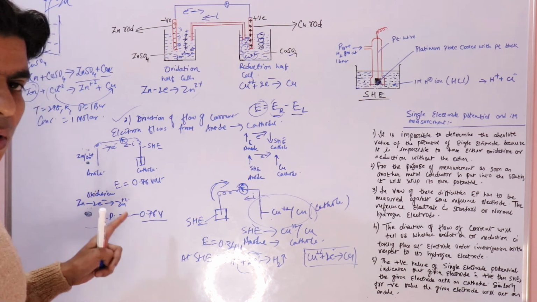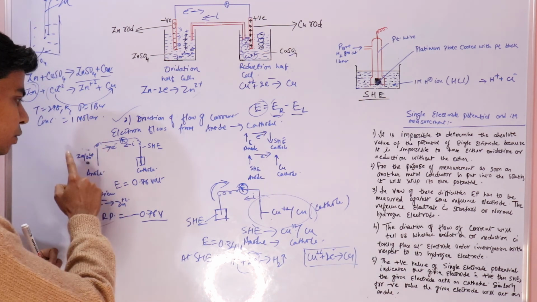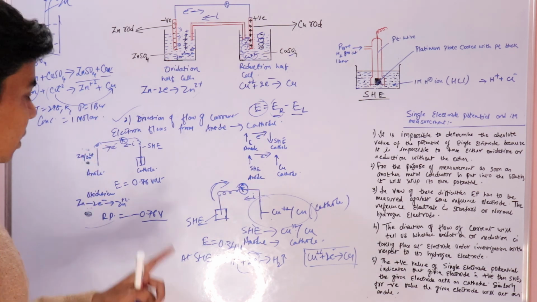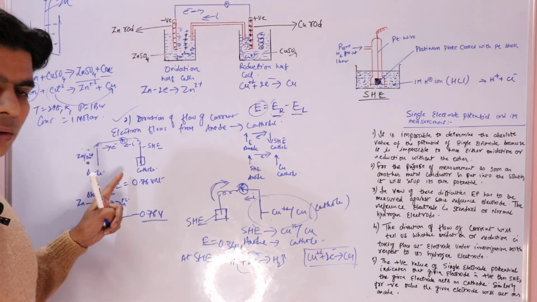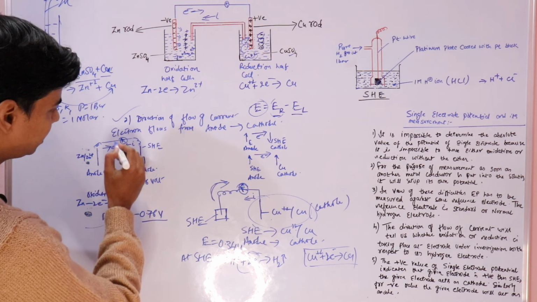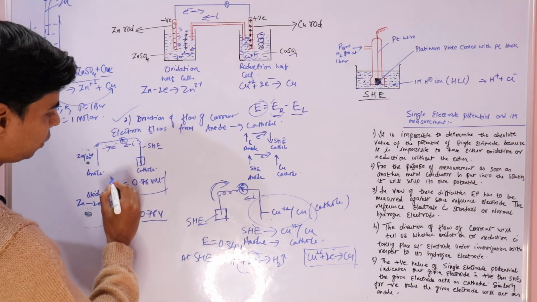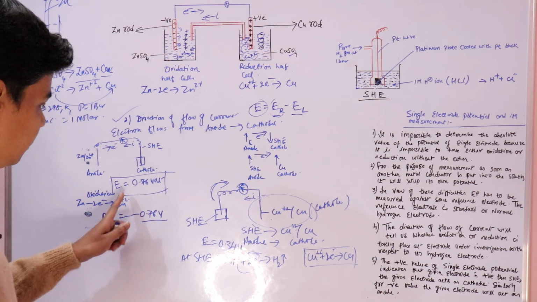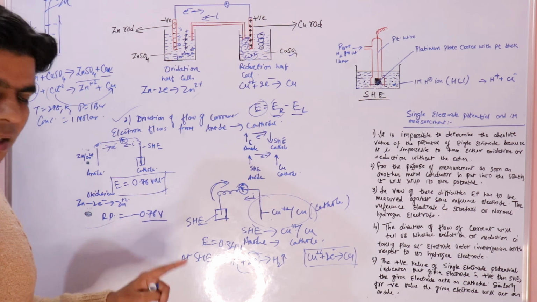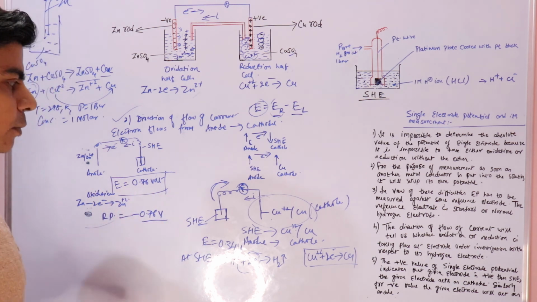If electrons are flowing from the electrode under investigation, that means that electrode is your anode, and we know oxidation takes place at anode, right? So whatever is the value is due to the oxidation potential, right? So it is 0.76. We always take it as reduction potential, so this would be minus 0.76.